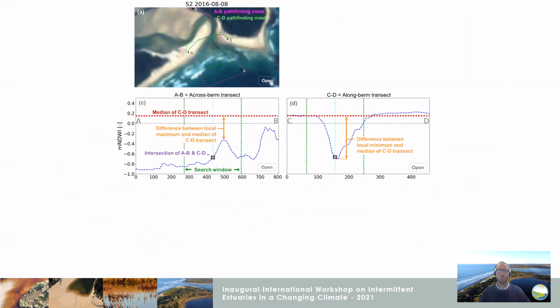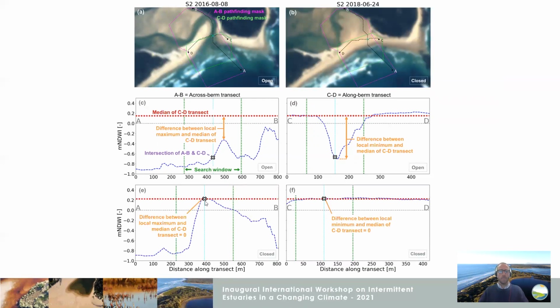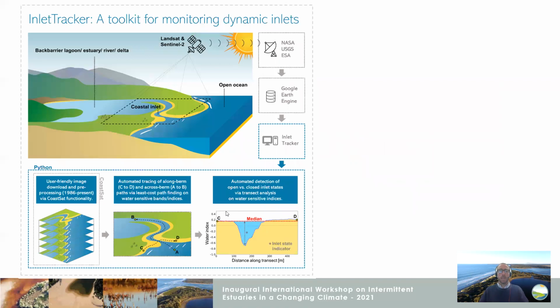There was one more step, though, that we needed to take for identifying whether an inlet on a given image was open or closed. And remember, everything had to be fully automated. So we did this by doing a bit of a transect analysis, and we quickly found that the dry sand has a really stable value. And whenever the transect crosses the inlet, it dips, and we can take this difference between the bottom of the dip and the dry sand value as an indicator for the state of the inlet. And if we look at a closed image, you'll quickly see here that indicator becomes 0, essentially. So that's how InletTracker was born.